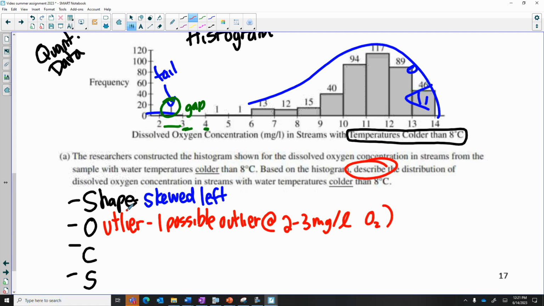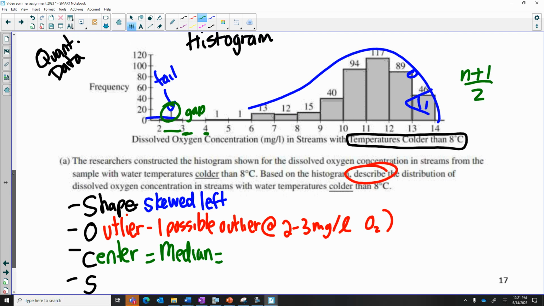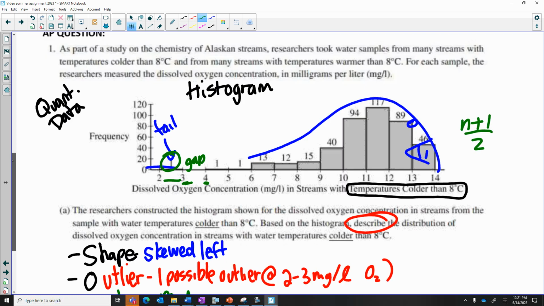Center. So let's say I want to find the center. I can't just eyeball it and guess. I am going to find the median. To find the median, I have to do the median formula, which is n plus 1 divided by 2. So n is the sample size, plus 1, divided by 2. So did they tell me the total number of streams they used? Let's see. No, it doesn't look like they did.